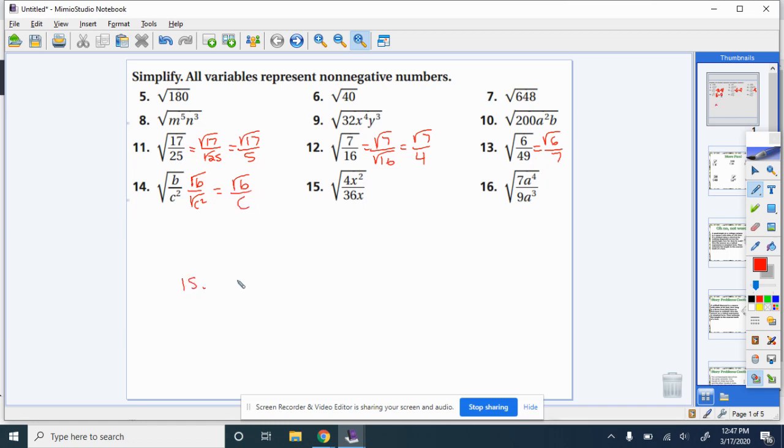Now 15 is more difficult. First, I recommend simplifying the fraction under the radical. So they're both divisible by 4x, which leaves you with 4x squared divided by 4x is just x. 36x divided by 4x is just 9. So I can reduce that to root x over root 9, or root x over 3. For 16, all you can divide out is a to the 3rd. So you'd be left with the square root of 7a over the square root of 9, which is root 7a over 3. I hope this helps with your homework.